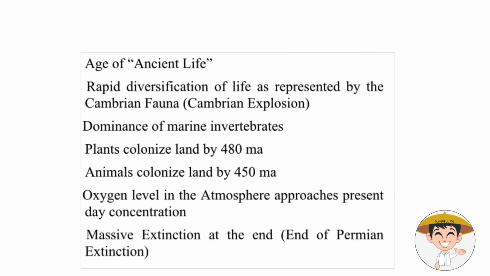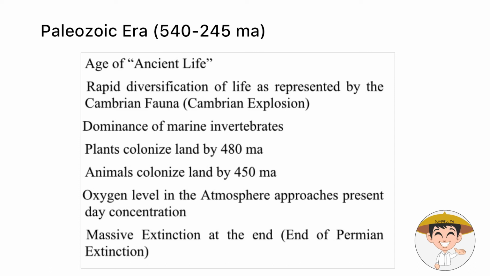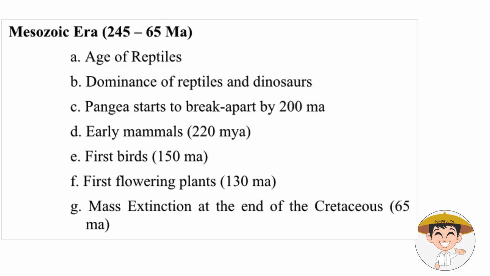Then for the Paleozoic era, it is the age of ancient life. The Paleozoic era is from 540 to 245 million years. There was a rapid diversification of life, as represented by the Cambrian fauna or the Cambrian explosion. There's dominance of marine invertebrates. Then plants colonized land by 480 million years. Animals colonized land by 450 million years or mega-annum. The oxygen level in the atmosphere approaches present-day concentration, and there is a massive extinction at the end, the end-Permian extinction.